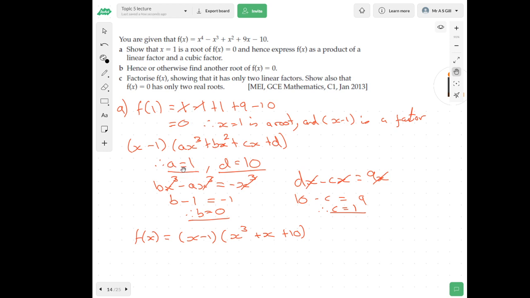A is 1, because when I multiply these two brackets out here, the only way I can get an x to the 4 term is x times ax cubed, which will give me ax to the 4. This is the x to the 4 here, so a must equal 1 in order for those coefficients to match.